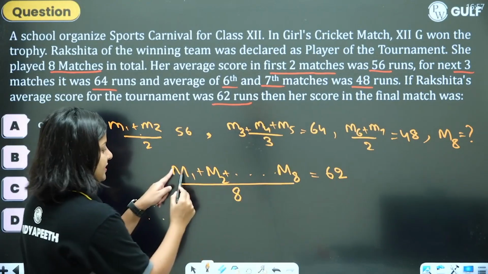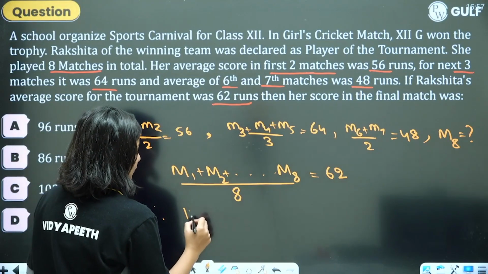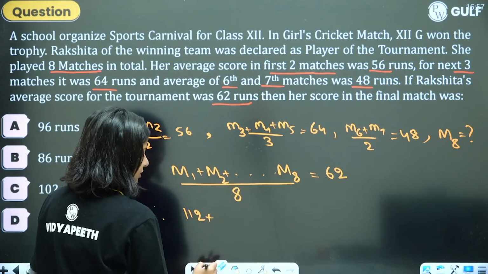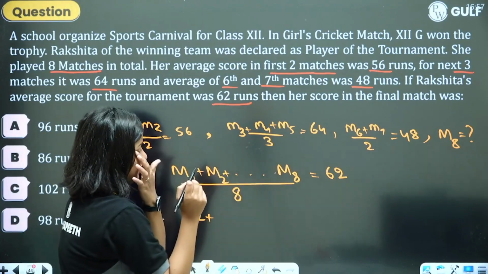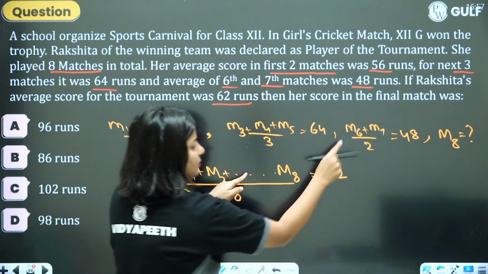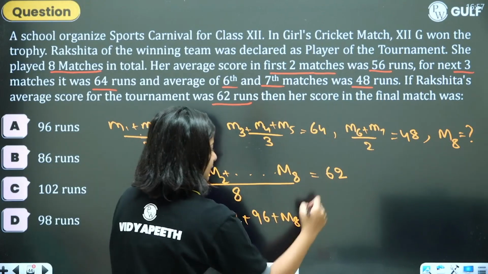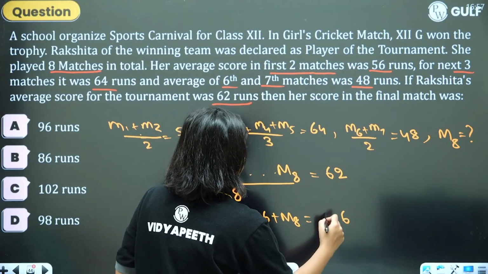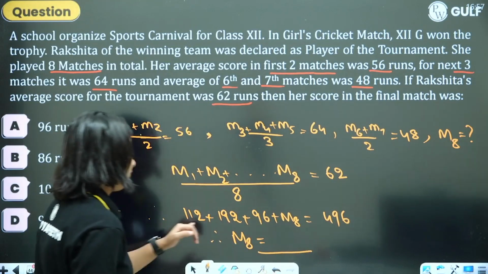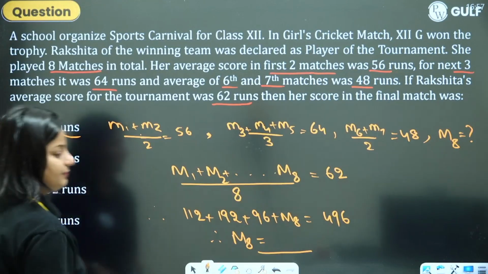So now what is M1 plus M2? 2 times 56, 112. What is M3, M4, M5? If you want, you can write it here. M3, M4, M5 will be 3 times 64, 192. M6 plus M7 will be twice of 48, 96. Plus M8 is equal to 62 into 8. 8 2s are 16, 6 8s are 48, 496. From here, M8 will be equal to, add them, go to the other side, subtract. You must get 96 as the answer.